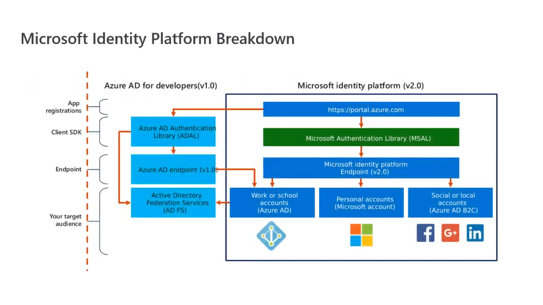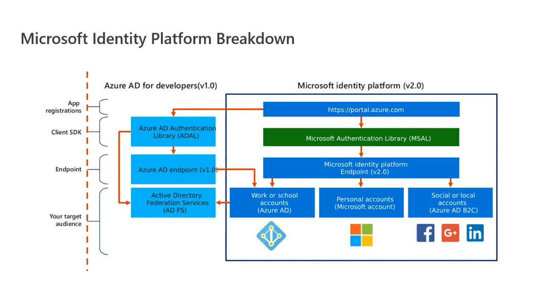And so the ADAL library and the API endpoints it pointed to, they still exist. We call that the 1.0 endpoint. It's still out there. If you build an application on it, it's still going to work. Everything's going to be fine. But moving forward, we have the Microsoft Identity Platform, which represents that 2.0 endpoint.